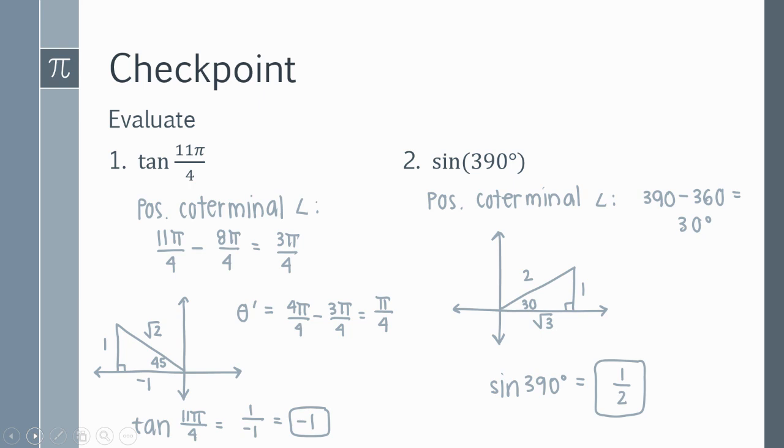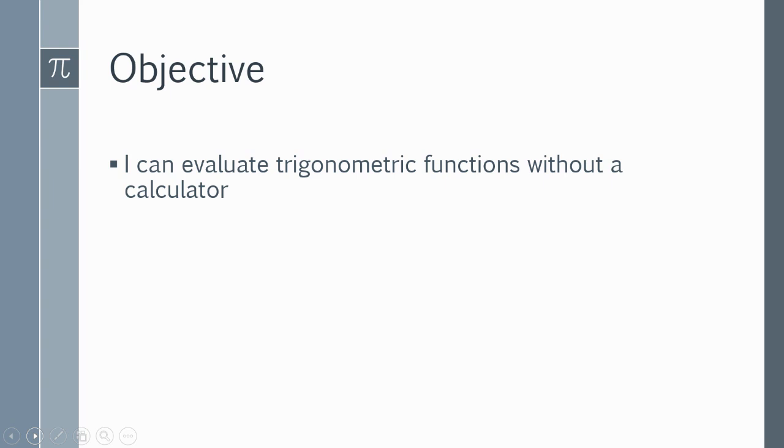For the second problem, if you do your positive coterminal angle, it gives you the first quadrant. Sine is what we want. Sine is in the ordered pair. It's the second value, so it's 1/2. And that's us evaluating trig functions without a calculator.